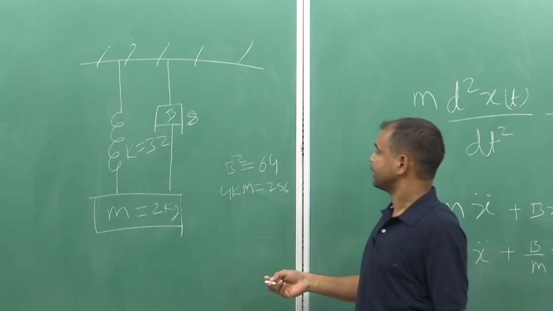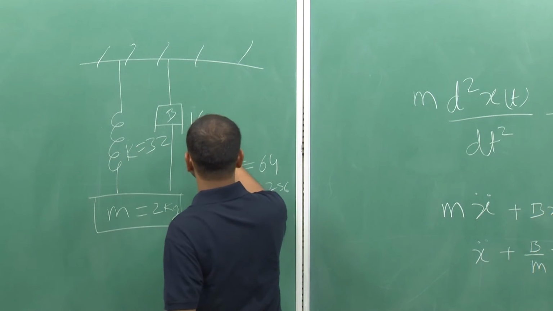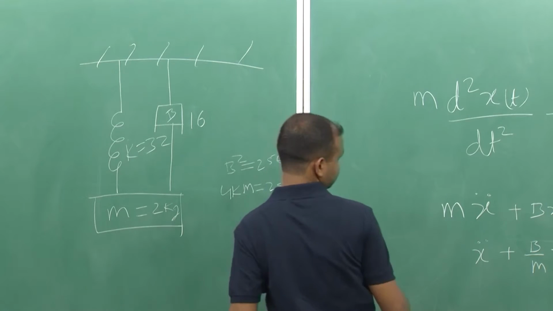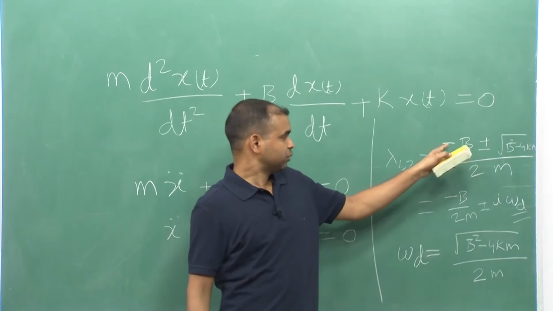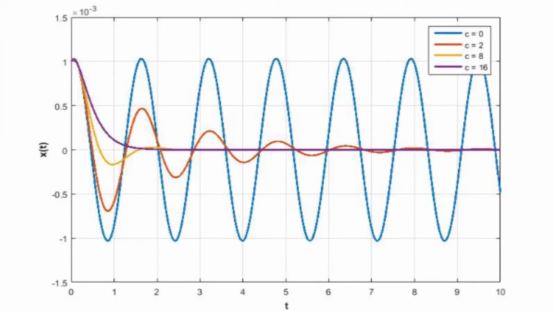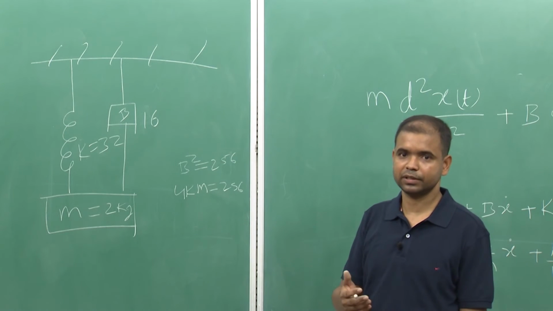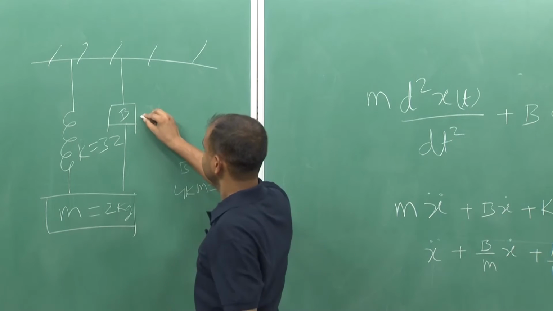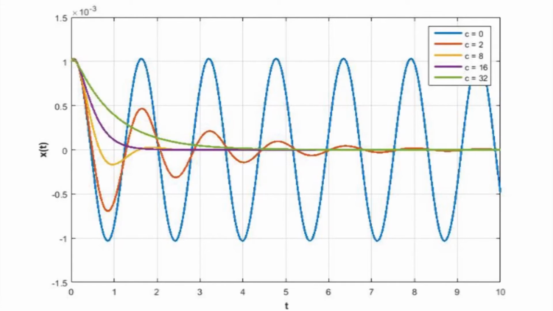And if I further increase the damping coefficient from 8 to 16, in this case b square will be 256 and b square minus 4 k m will be 0. In this case we call it critical damping, and here you can see there is no overshoot. With the increase in damping, the first time the overshoot disappears we call it critical damping. There is no oscillation in the response, and if I further increase from 16 to 32 and so on, then we will have higher and higher damping, and this situation we call the overdamped response.